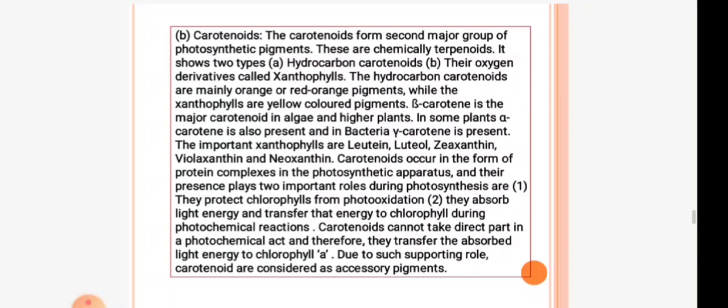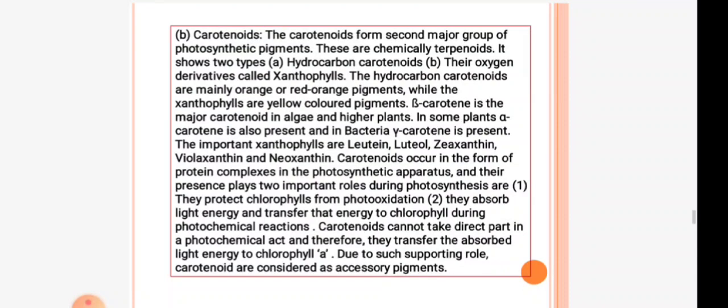Carotenoids occur in the form of protein complexes in the photosynthetic apparatus and their presence plays an important role. They protect chlorophylls from photooxidation. They absorb light energy and transfer that energy to chlorophyll during photochemical reactions. Carotenoids cannot take direct part in the photochemical act and therefore they transfer the absorbed light energy to the chlorophyll A molecule. Due to such a supporting role, these are considered as accessory pigments.